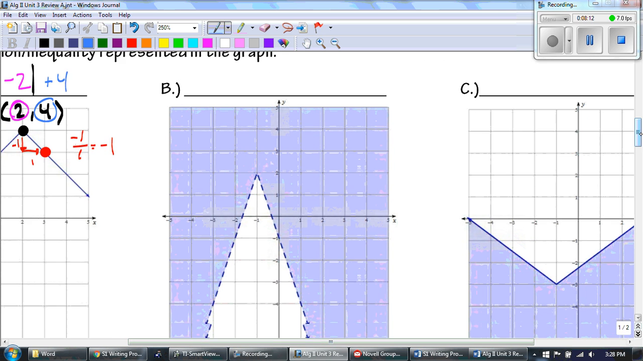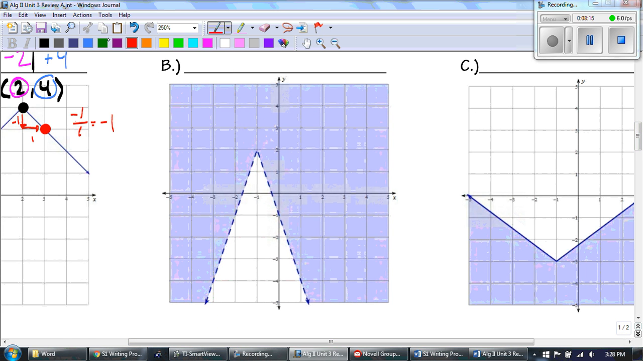Okay, so once again, the vertex is extremely important. Yes, I did an open point there because it's dashed. Okay, but we'll talk about that more in a second. So the vertex is -1, +2. I need to find another point, which is going to be right here. And to get there, I go down 1, 2, 3. So I went down 3 over 1. -3 over 1 is -3.